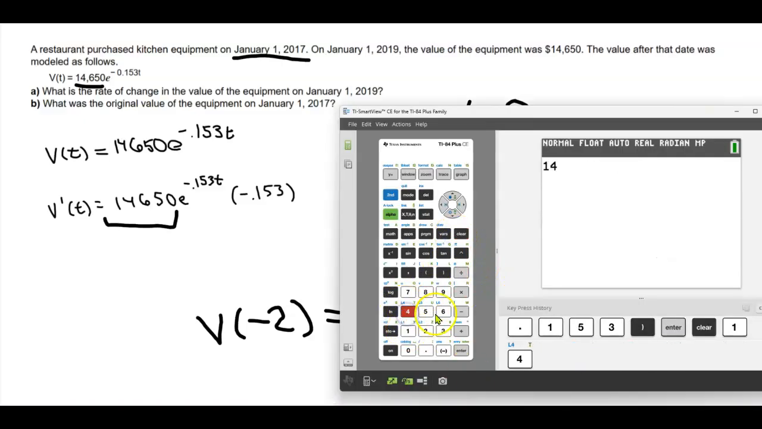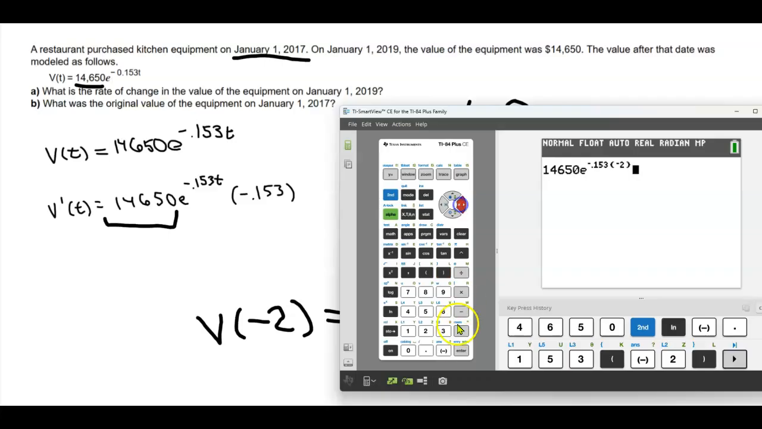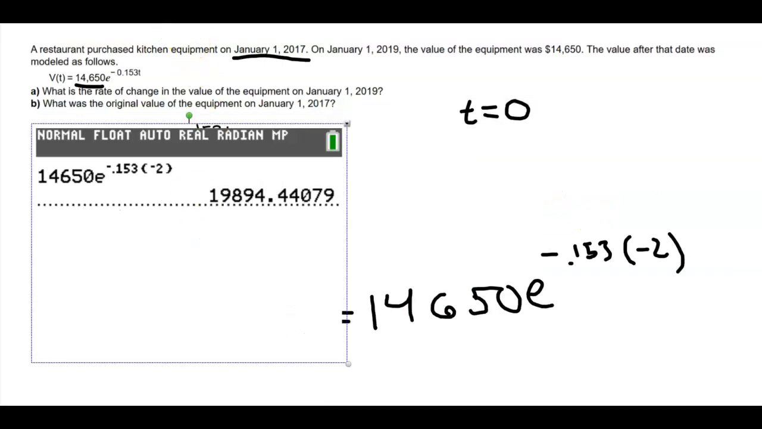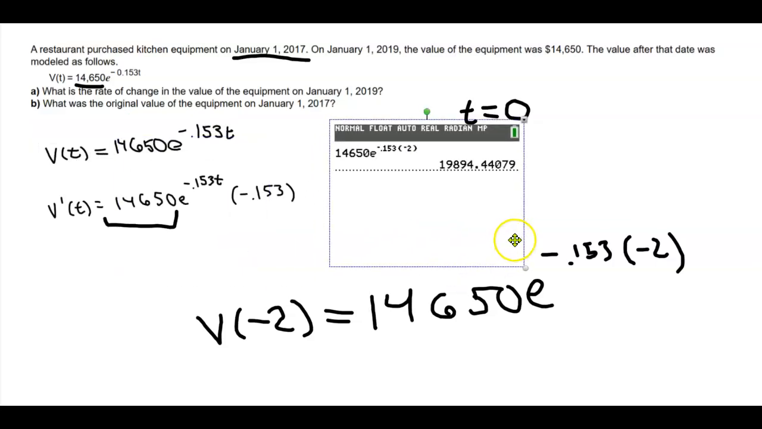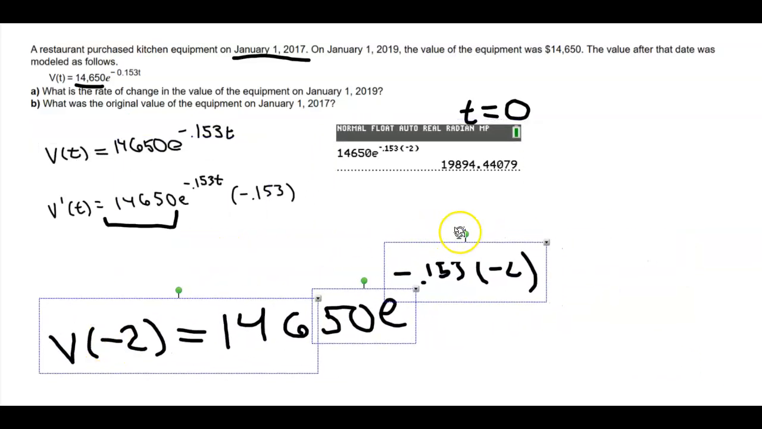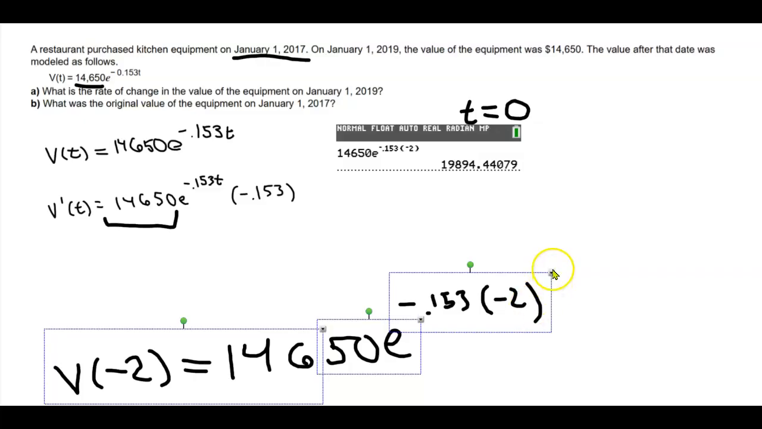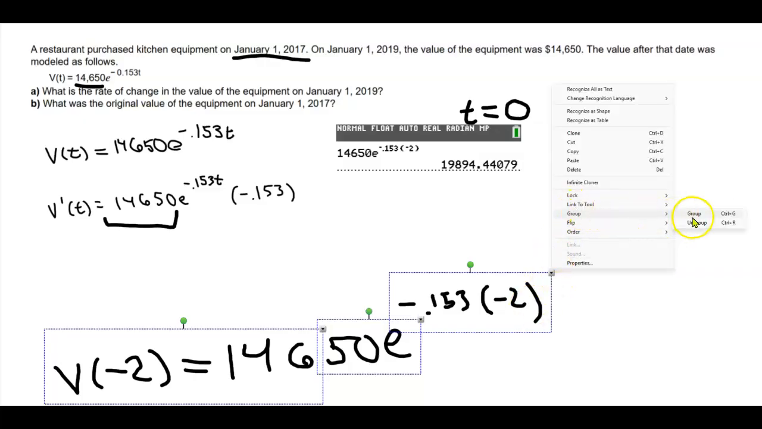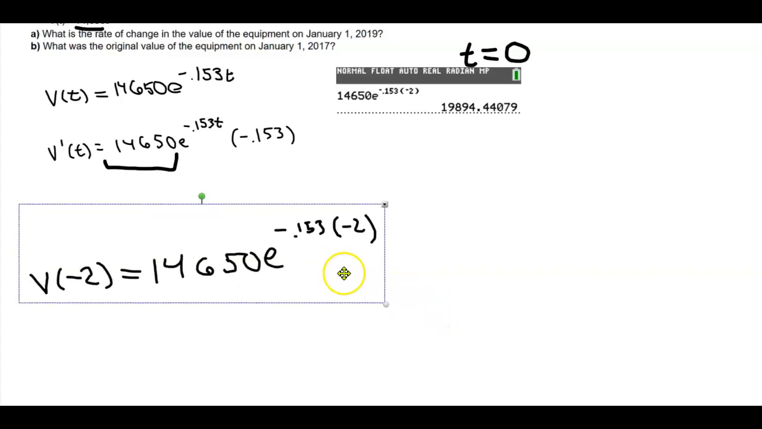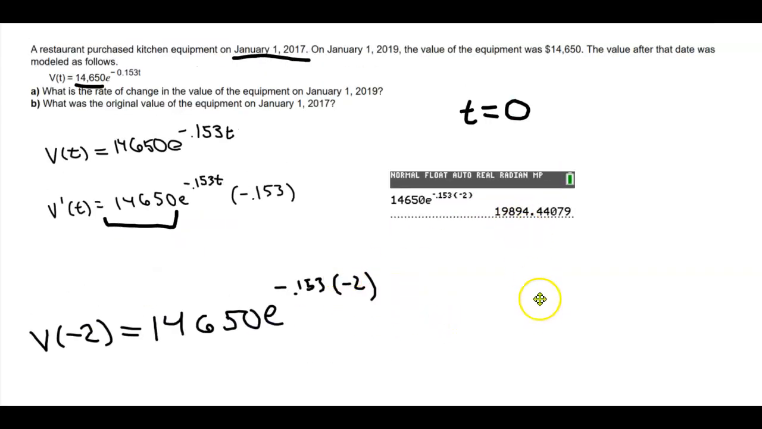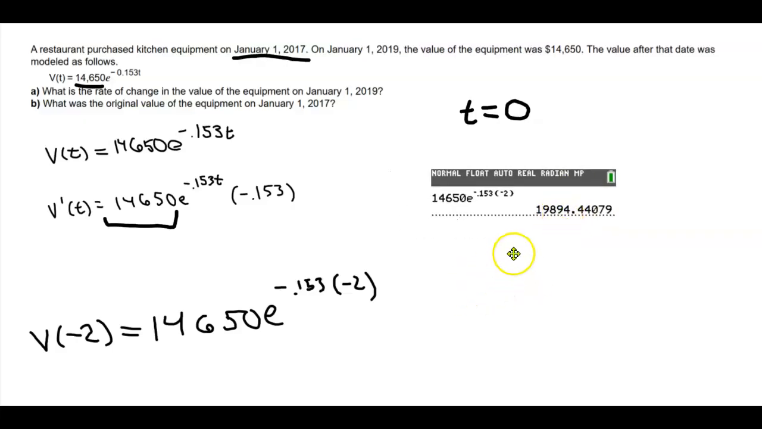So it's 14,650 base e to the negative 0.153 times -2. And notice that's higher than what we had, so that makes sense. The purchase price should be higher than its value 2 years later, considering this should be a depreciating asset; it's kitchen equipment, so it loses value over time. So this answer makes sense: $19,894. We'll make sure we round that accordingly. It's likely to ask for the nearest dollar. But hopefully you found that helpful, and thanks for the question. Bye.